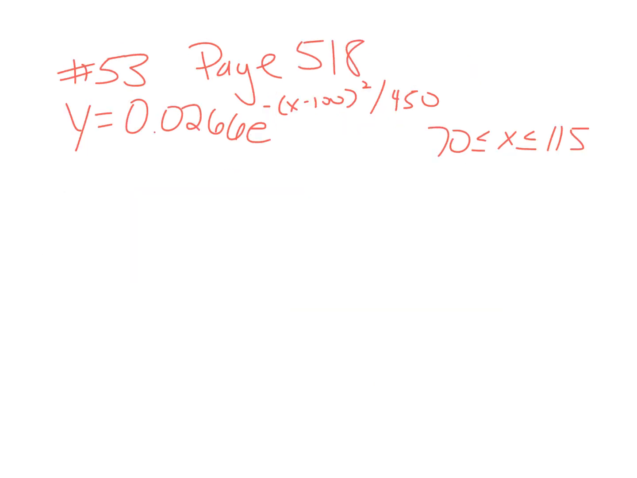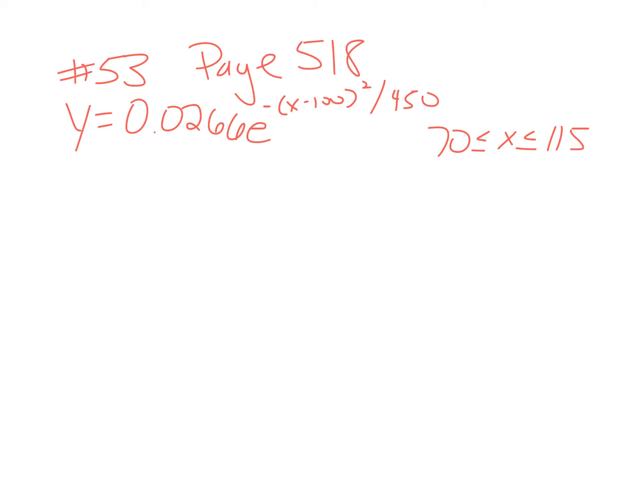Alright, next example, the Gaussian model. So we have this function right here. If you go to page 518, number 53, you'll see this model here representing IQ scores. And the IQ scores range from 70 to 115. They want us to find the average IQ score. Also, make note, it also wants us to use a graphing utility for part 1, or graphing calculator, as we would like to say.